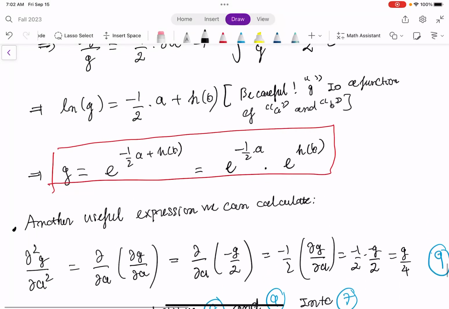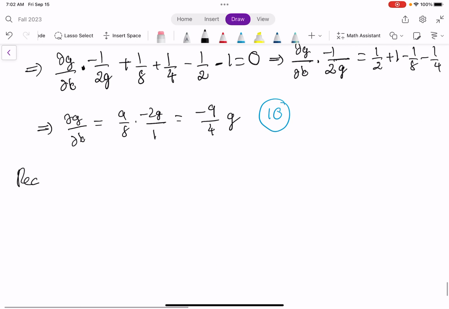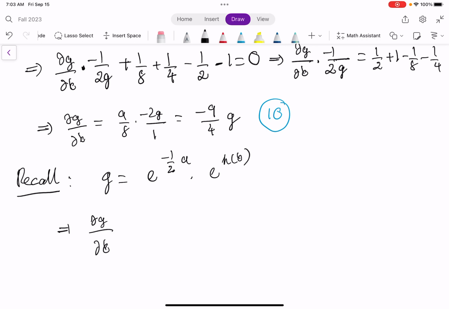So it's e to the power of negative 1 over 2 times a times e to the power hb, right? So recall g equal to e to the power of negative 1 over 2a times e to the power hb. So you take the partial of g with respect to b, you get negative 1 over 2a, just like a constant, so you didn't do anything. Then you just take the derivative of hb, so times partial with respect to b of e to the power hb.